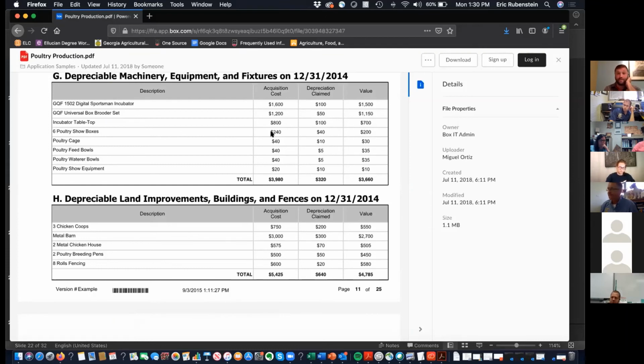Absolutely. Especially if the big dollar items are where people get killed all the time, because it throws numbers off somewhere in the application. And that's where people just lose a lot of points.